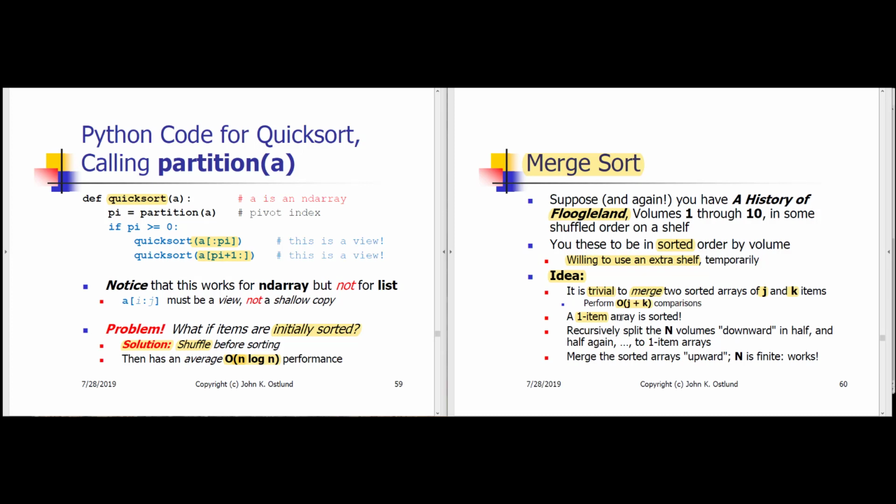So making use of these two ideas, if we can recursively split the n volumes that we have downward in half and half again, etc., until we get to one item shelves or arrays, we can start from those one item arrays and merge our way back upward to get a final sorted array when we're done. Now, because n is a finite number, we know that the recursion will eventually get us to one item arrays, and we know that we'll be able to get back up again to a single n item array. So at least theoretically, this will work.